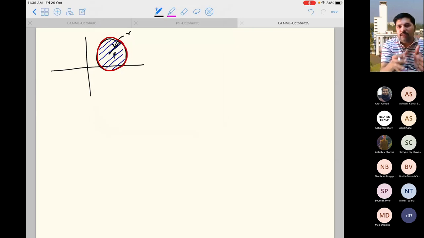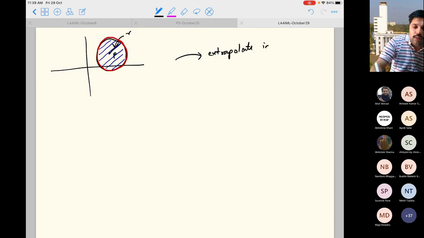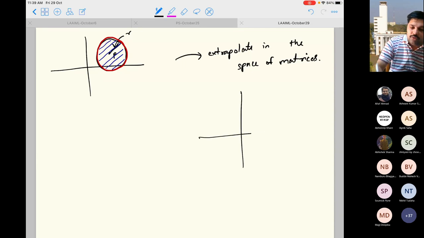So this terminology, this idea, I'm going to extrapolate in the space of matrices. I'm going to interpret the same thing here. So suppose this plane, hypothetically, represents the set of all n by n matrices. So this is something that you have to understand hypothetically.